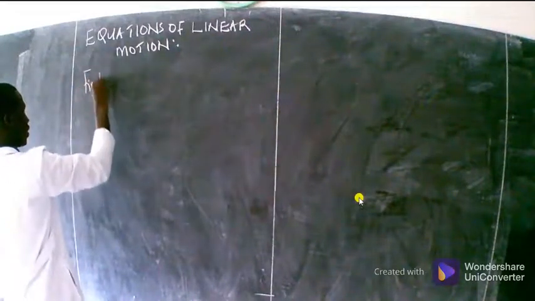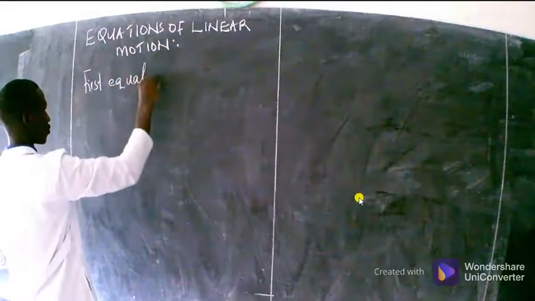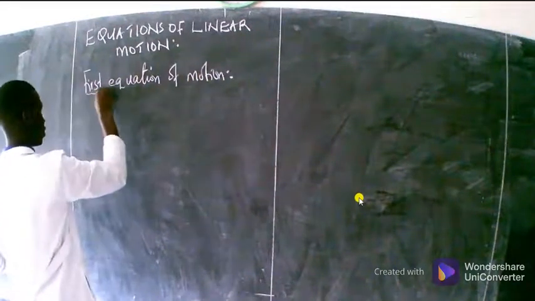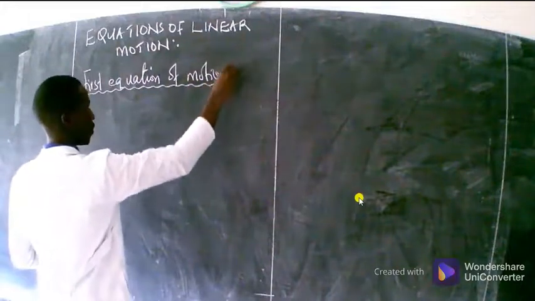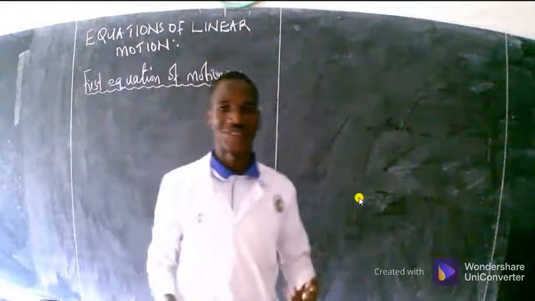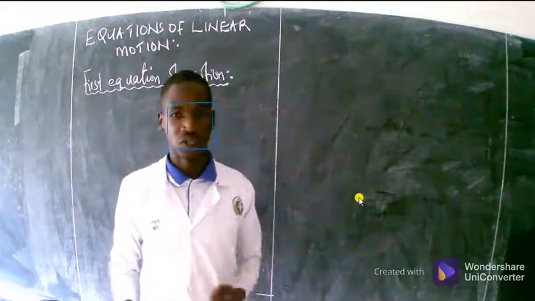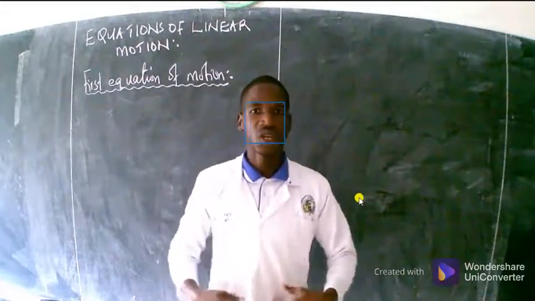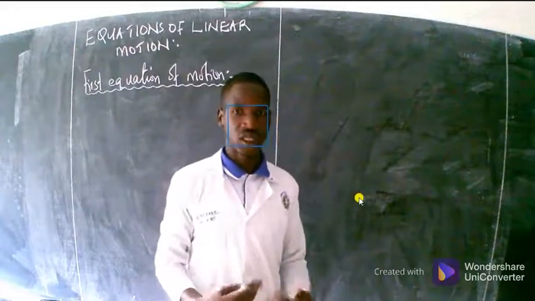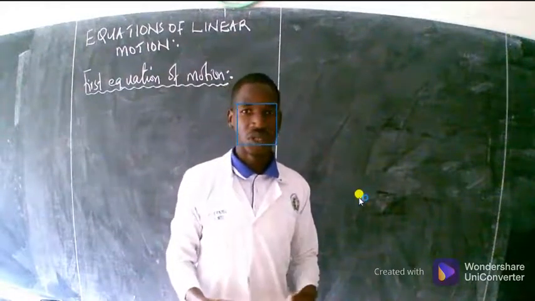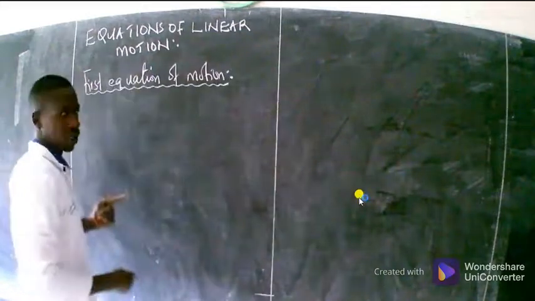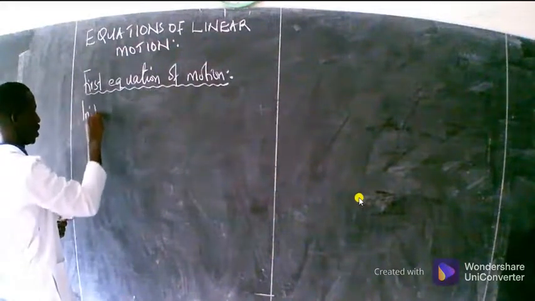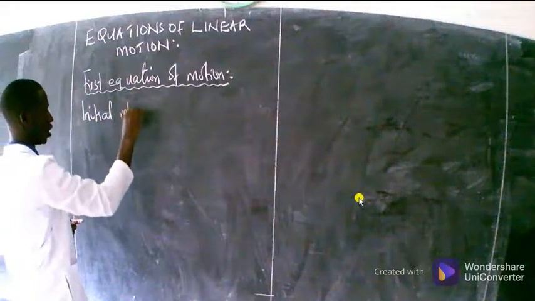When we're talking about the first equation of motion, of course, we consider a body which started with a velocity u. The starting velocity is always called the initial velocity, and we denote it with the letter u. So we are considering a body which started moving with the initial velocity u meters per second.